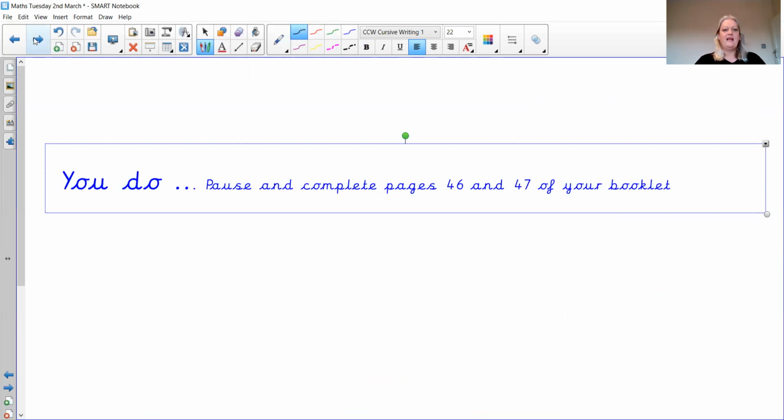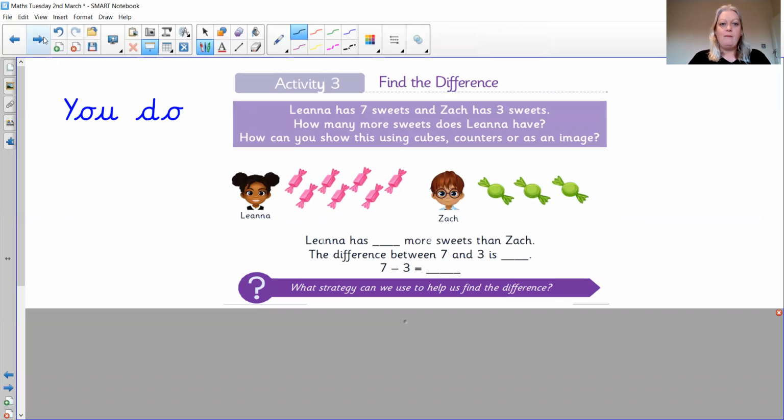Good. I hope you didn't find those too complicated. I think we went through it in the video quite well. So you should have been able to do those. Okay, one more I want you to do. Still about finding the difference. So it's still about subtraction, still about taking away. And it says here, Leanna has 7 sweets and Zach has 3 sweets. How many more sweets does Leanna have?